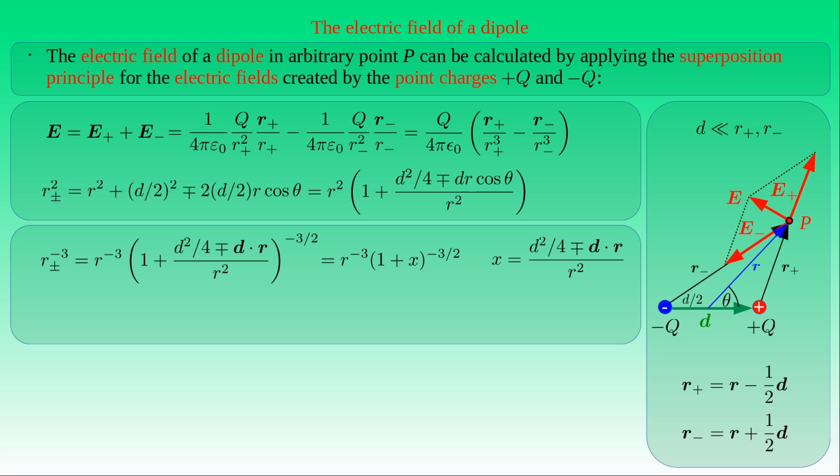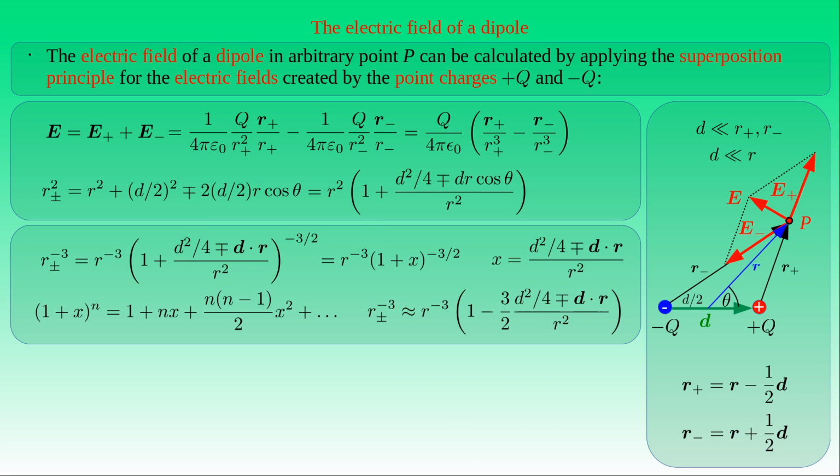We have assumed that the size of the dipole is negligible with respect to the distance between the dipole and the point P, and the length of the vector d is negligible to the length of the vector r. Therefore x is small, and we can use the Taylor expansion of the function 1 plus x to n, which is 1 plus n times x, plus n times n minus 1 over 2 times x squared and so on to approximate the result. Then r sub plus or minus to minus 3 has the first order approximation of r to minus 3, times 1 minus 3 over 2, times the ratio of d squared over 4 minus plus the scalar product of d and r to r squared.